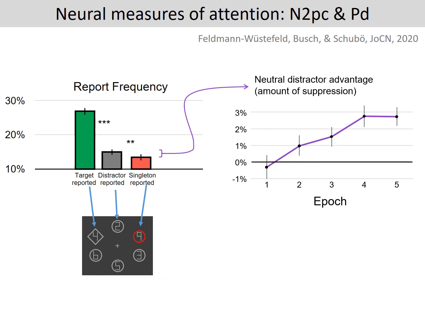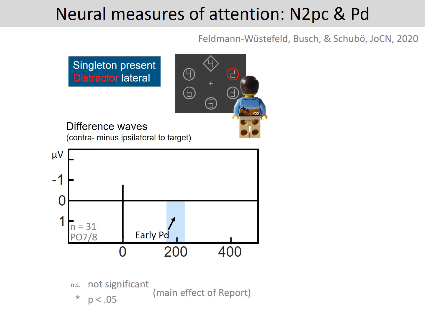Interestingly, suppression evolved over time. This suggests that participants learned to suppress the singletons throughout the scope of the experiment and reached the maximum suppression efficiency towards the end of the experiment. Now let's have a look at the EEG results.